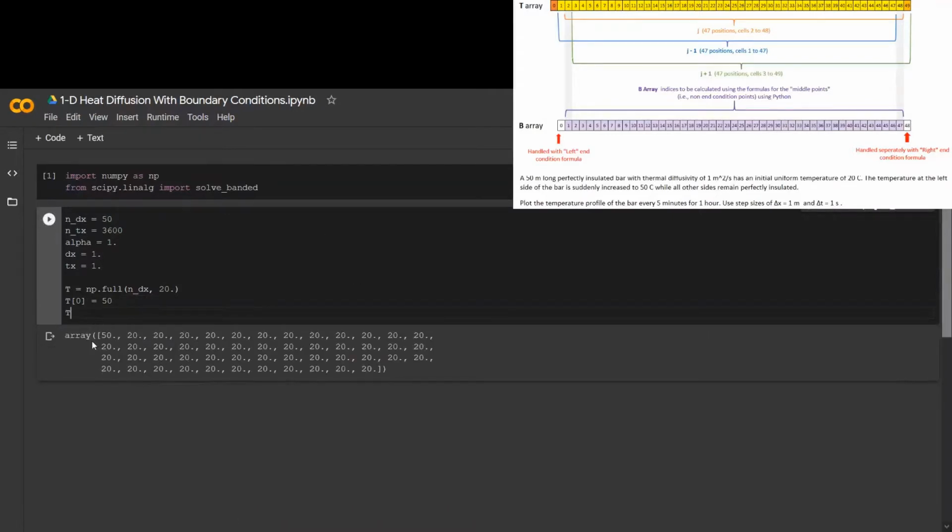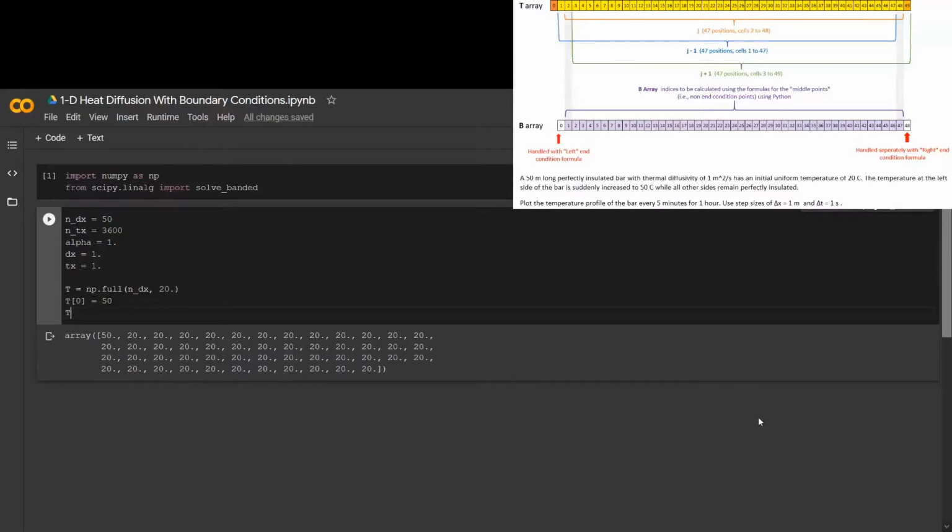Okay, so now, looking over at our image again, that's our T array. We're starting off initially at our time 0, this is just the initial. We have our 50 as our left bound, and everything else is 20.